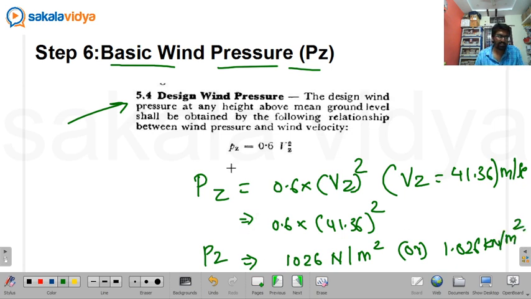In this question, it is asked to find basic wind pressure, not wind load. That is the reason why we are confined only up to step 6. If it is asked to find the wind load, then you have to follow step 7.